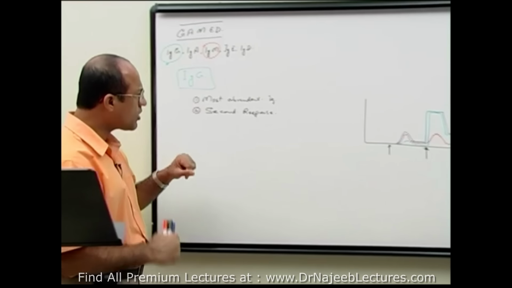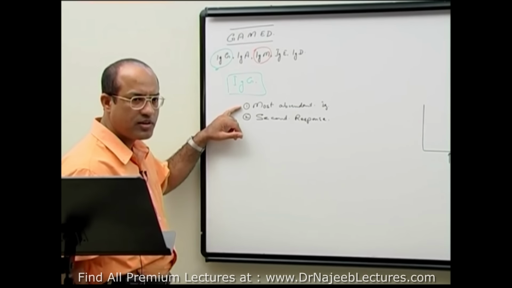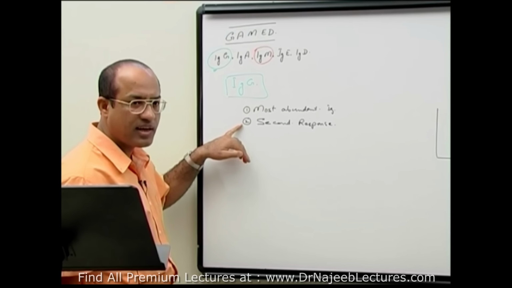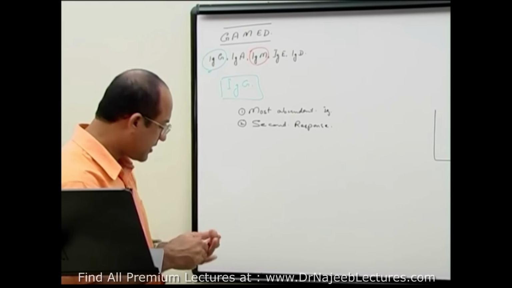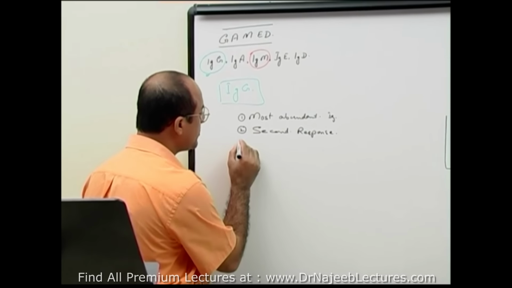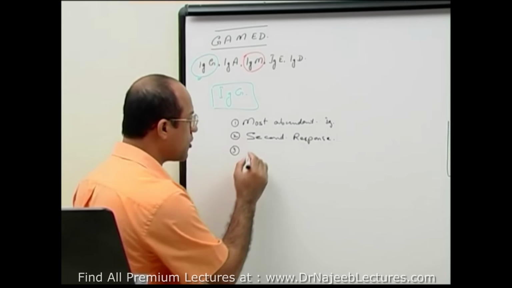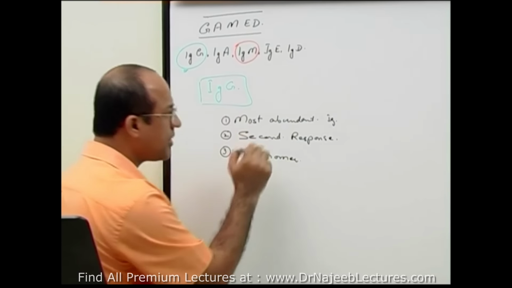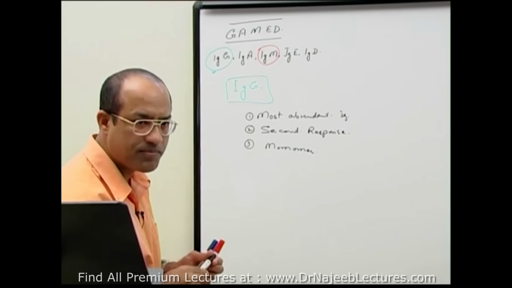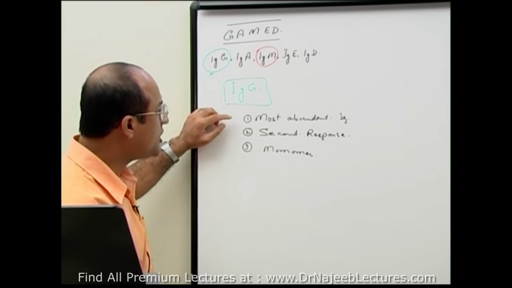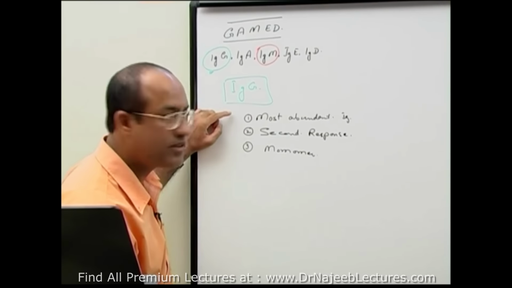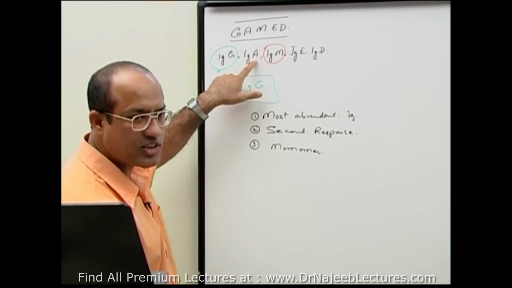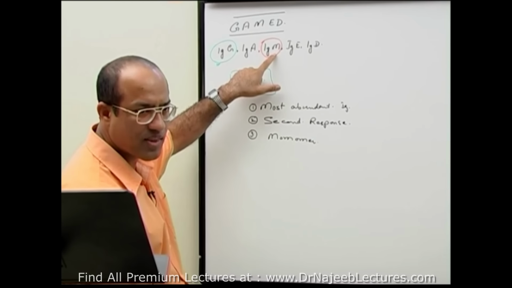So, what I am talking about: IgG is the most abundant antibody present in your body. Number 2, it is the antibody mainly in the secondary response, right? Thirdly, IgG is present as a monomer. Again, keep on comparing with IgM. Look, IgM was the third most abundant in the blood. The first most abundant is IgG, then the second most abundant is IgA, and the third most abundant is IgM.